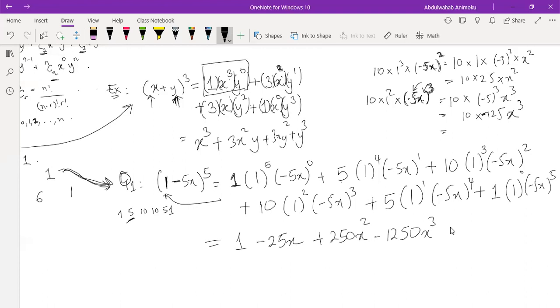Okay. Now we move to the next one. We have 5 times 1 raised to the power 1 times (minus 5x) raised to the power 4. So what will this give us? Again, we need to do 5.